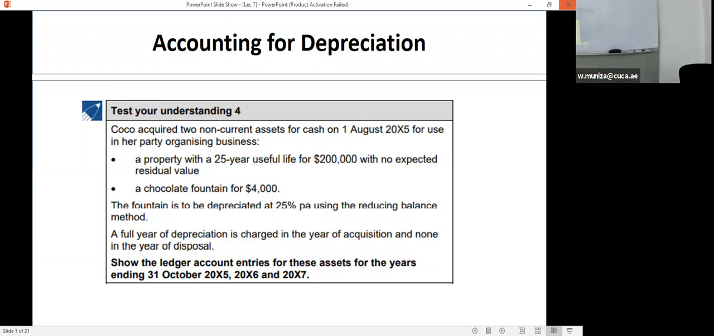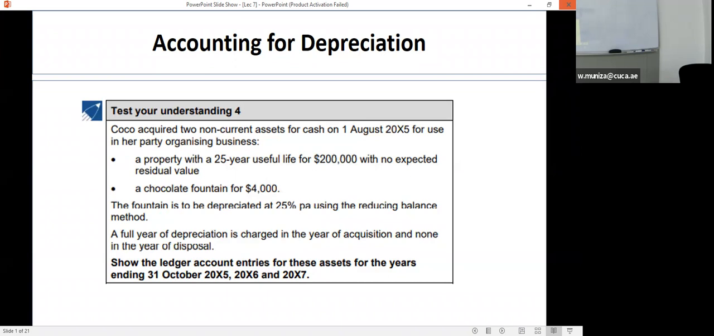Now, students, we are required to prepare the ledger accounts at 31st October 2005 to 2007. So when we reach 31st October 2005, after using this asset for the whole year, we have to pass the accounting entry for depreciation. What is the accounting entry for depreciation?